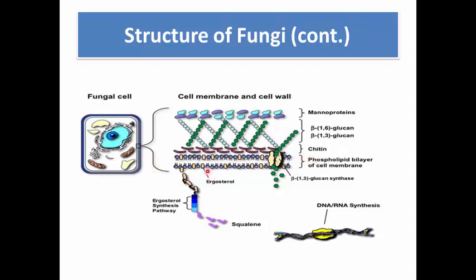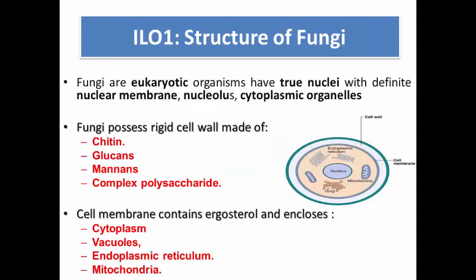membrane. The unique structure in the cytoplasmic membrane is sterol, which is termed ergosterol. In human we have cholesterol. In fungi, the sterol present in its cytoplasmic membrane or cell membrane is ergosterol. The cell wall contains chitin, glucans, mannans, complex polysaccharides. Cell membrane contains ergosterol and encloses the organelles, which are the cytoplasm, cytoplasmic vacuoles, mitochondria, endoplasmic reticulum, Golgi apparatus, and so on.